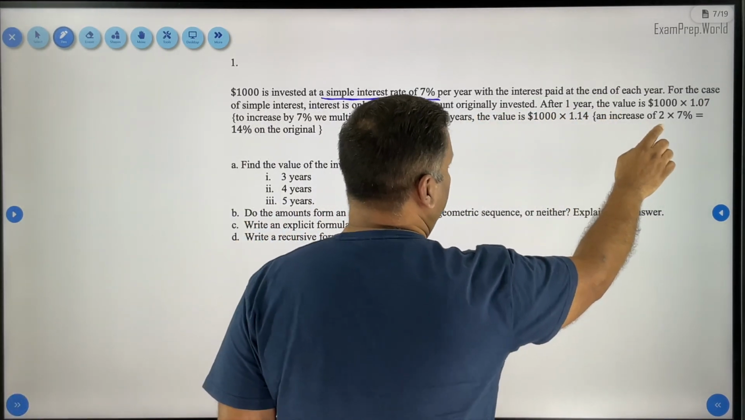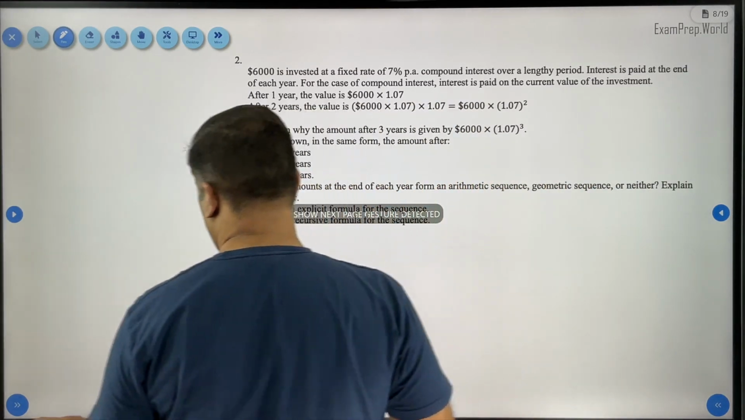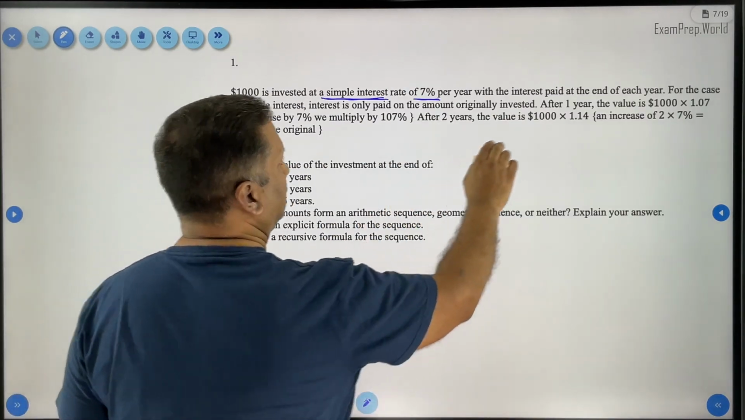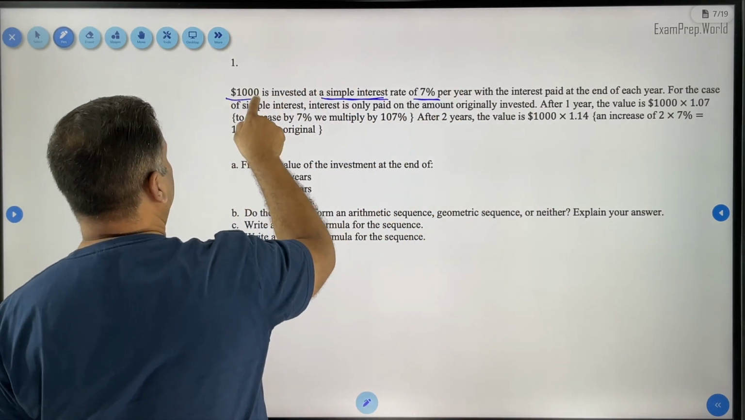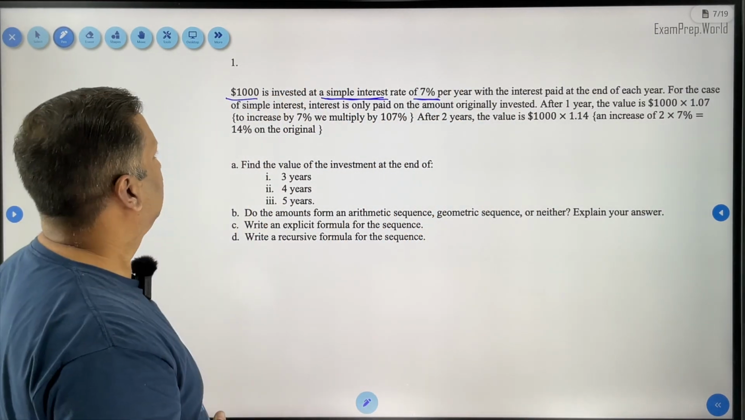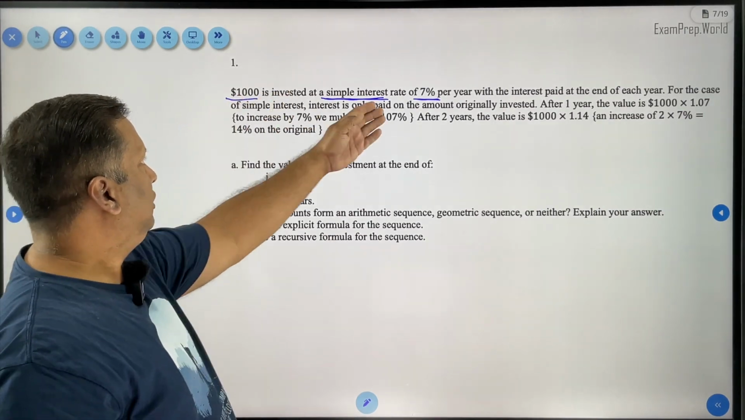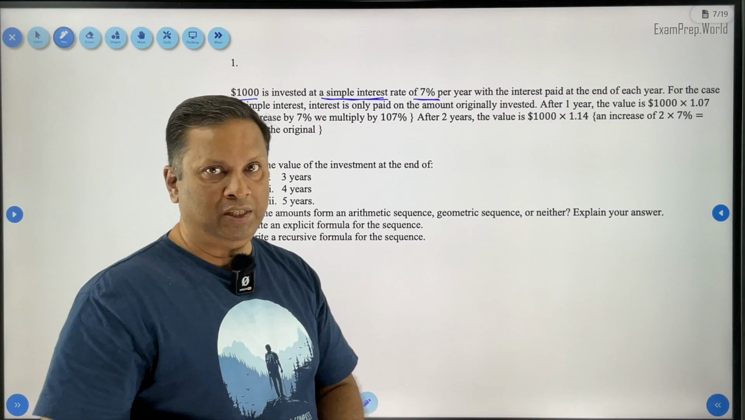After 1 year, what happened? $1,000 is invested, so this is your principal amount, or the present value of money. 7% of $1,000 is $70. So you will get $1,070 at the year end.